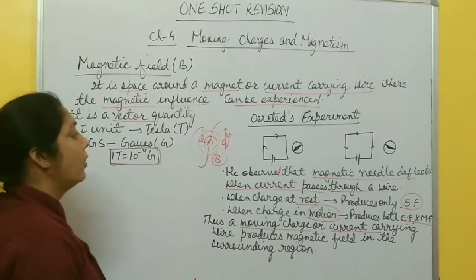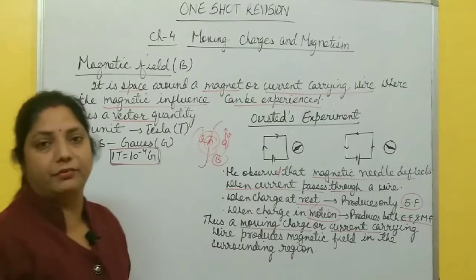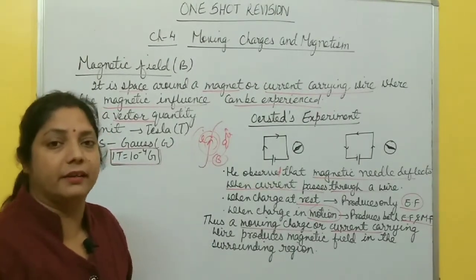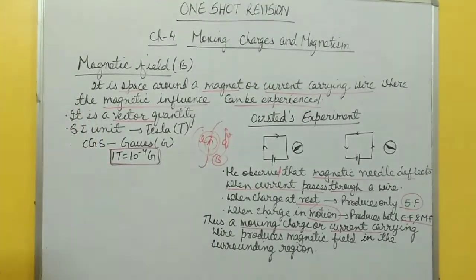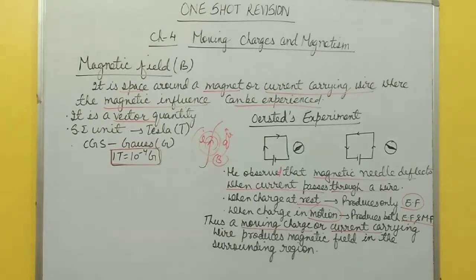After this, what is the value of this magnetic field? What is the direction of this magnetic field? I will discuss. Take a screenshot of this one fast.